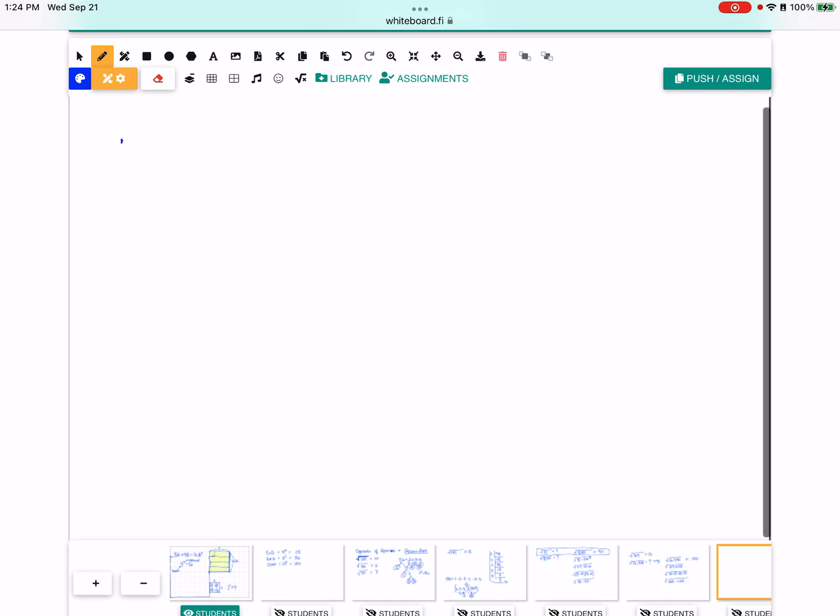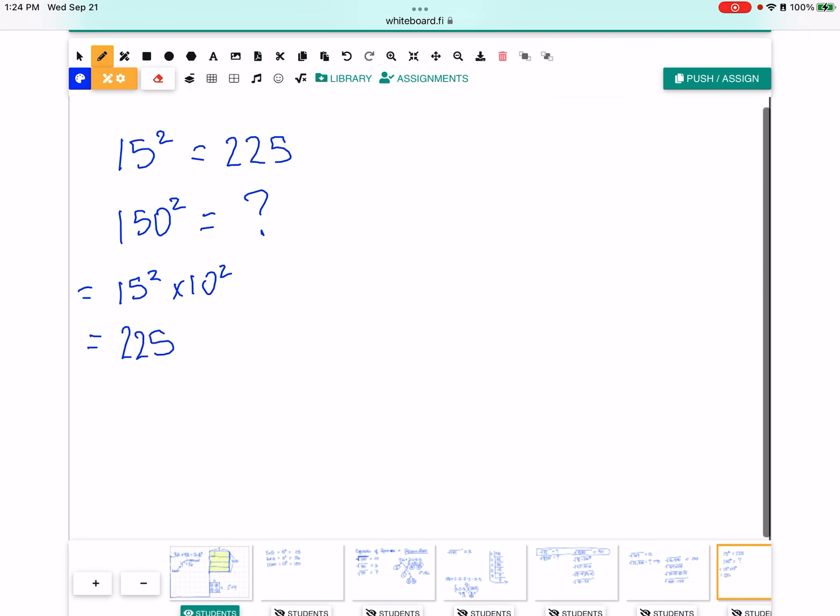How about this one? How about doing the opposite? If I tell you that 15 squared is 225, what is 150 squared? Well, 150 squared is the same as 15 squared times 10 squared, right? And 15 squared, we knew that was 225. And 10 squared is 100. So the answer is going to be 22,500.